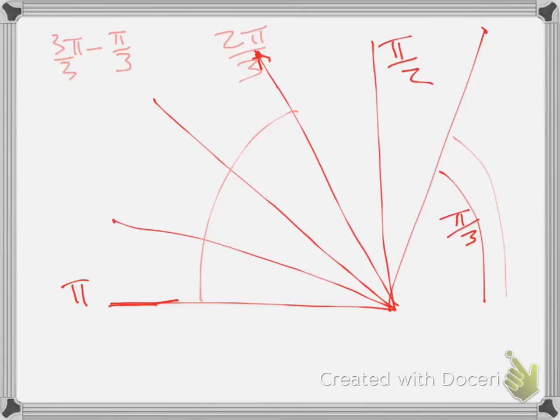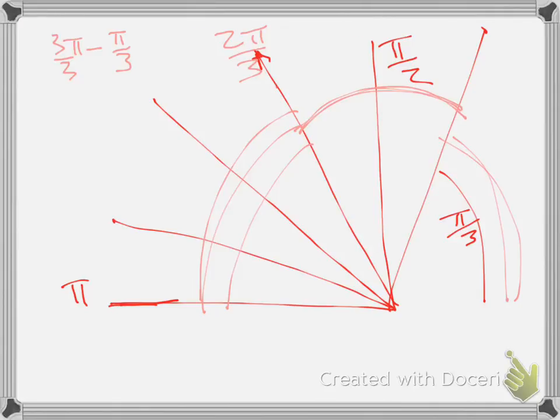Interesting. This angle and this angle are the same, and so is this one. How many times does pi over 3 go into pi? 2 times at least. 3. Pi over 3 goes into pi 3 times. 1, 2, 3. 60, another 60, another 60.